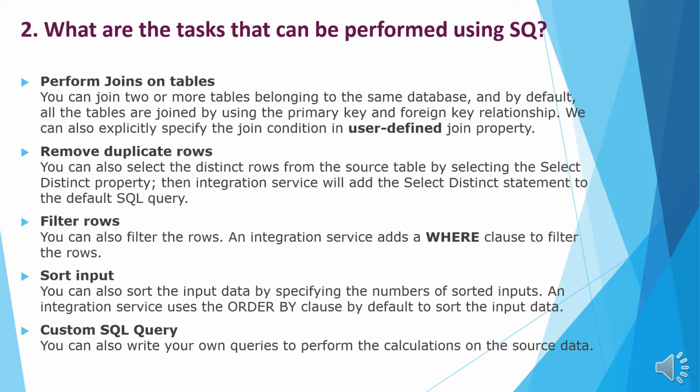Second one is we can use it to remove the duplicates. You can also select the distinct rows from the source table by using the select distinct property. Then integration service will add the select distinct statement to the default SQL query. And the third usage is you can filter the rows. An integration service adds a where clause to filter rows.